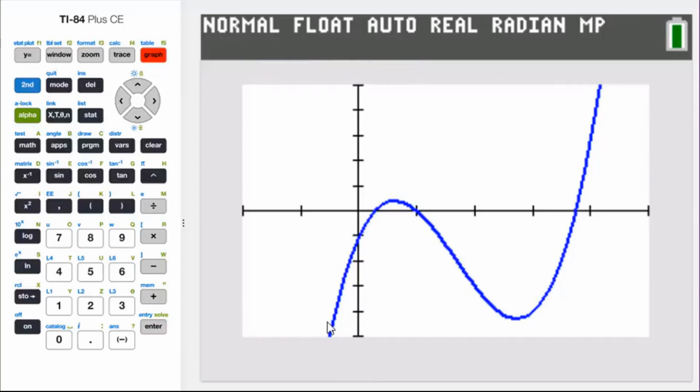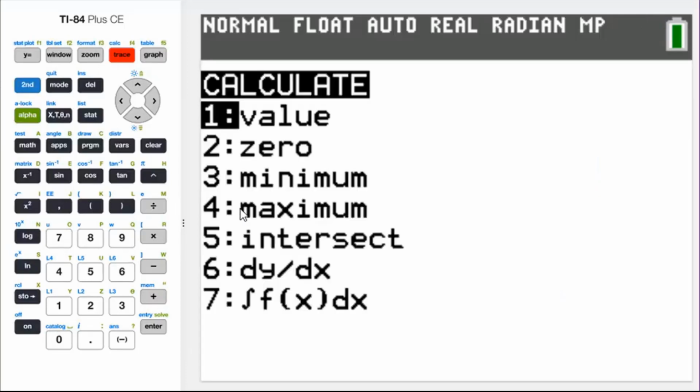So now let's get the maximum and the minimum value of this graph. This is a maximum value. You have to make sure you're looking for the maximum value. So this is the maximum value. I go to second trace. Maximum value is 4, so I press 4.